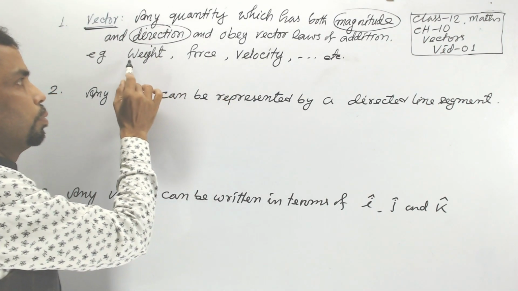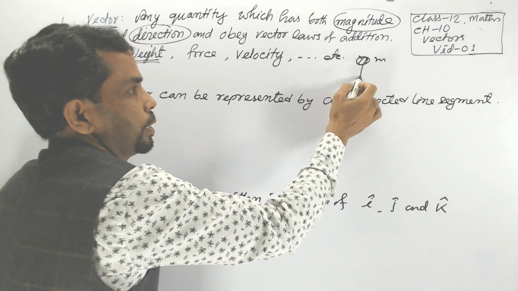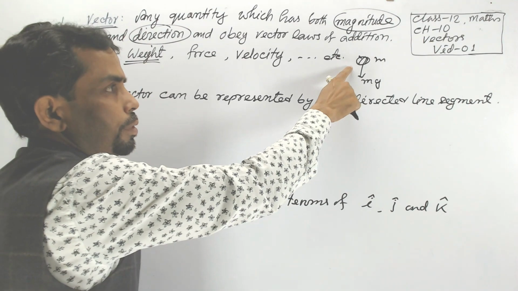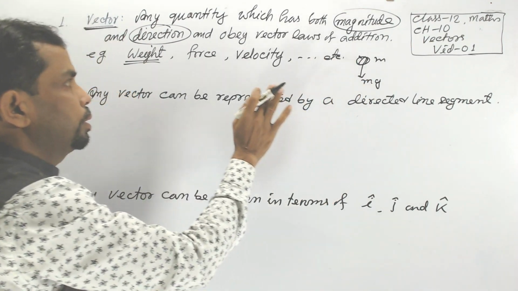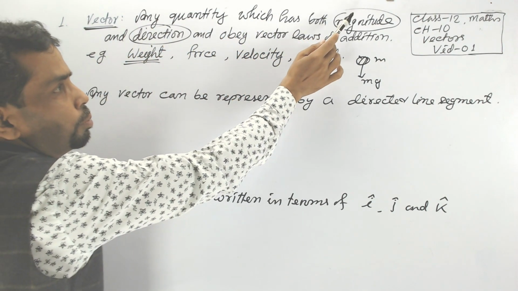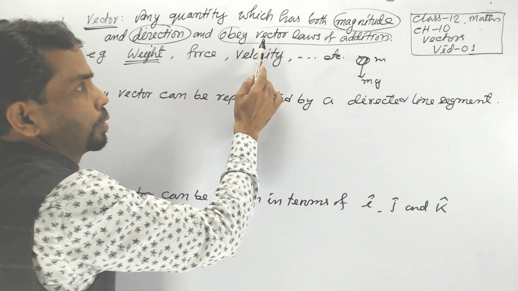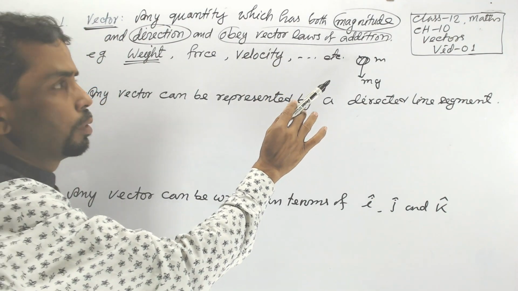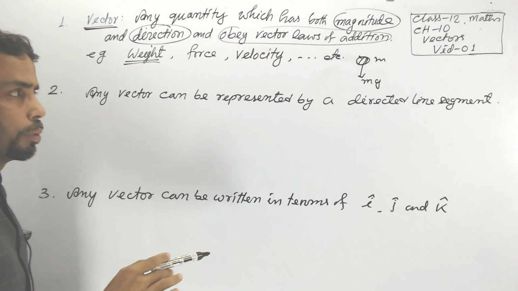For example, weight we know, any body, say a body of mass m, weight is always acting vertically downward, so it has a definite magnitude as well as a definite direction. So weight is a vector quantity. But one condition is there: any quantity which has both magnitude and direction must satisfy the vector law of addition. This one we need more explanation in detail in physics, but in maths we don't need much. We'll only keep in mind that a quantity which has both magnitude and direction is a vector quantity.